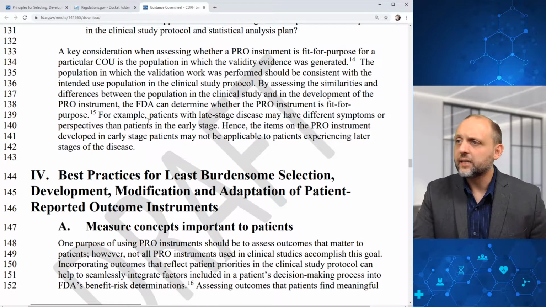FDA continues that a key consideration when assessing whether a PRO instrument is fit for purpose for a particular COU is the population in which the validity evidence was generated. The population in which the validation work was performed should be consistent with the intended use population in the clinical study protocol. By assessing the similarities and differences between the population in the clinical study and in the development of the PRO instrument, the FDA can determine whether the PRO instrument is fit for purpose. For example, patients with late-stage disease may have different symptoms or perspectives than patients in the early stage. Hence, the items in the PRO instrument developed in early-stage patients may not be applicable to patients experiencing later stages of the disease.